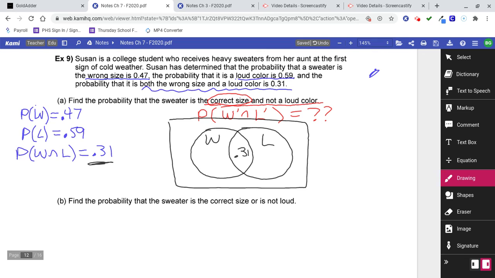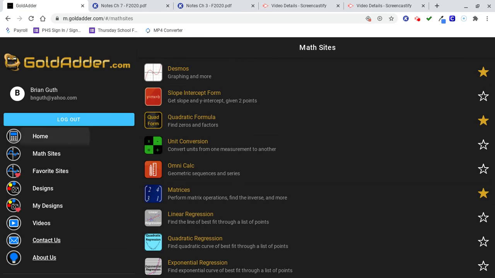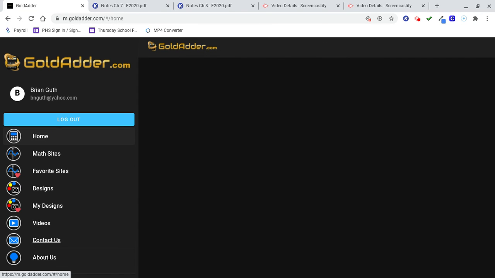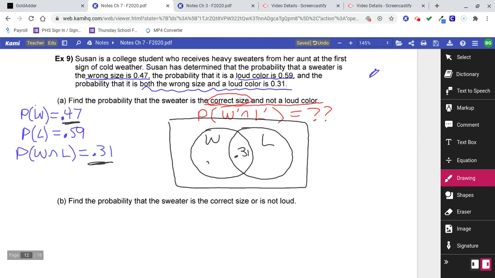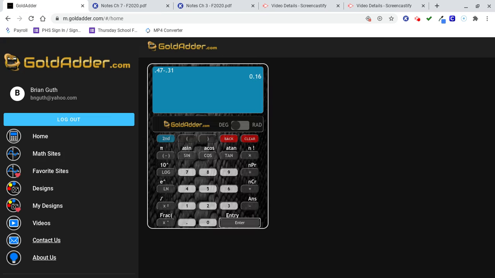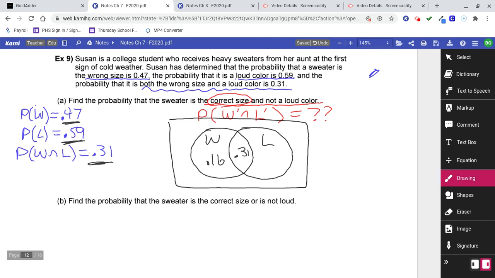Then I can fill in the probability of wrong because I know probability of that W circle is 0.47. So if you do 0.47 minus 0.31, 0.16 must be in that other spot. 0.16 must be right there. Okay. Similarly for L, I know L is 0.59. The entire L circle is 0.59. So subtract 0.31. That's 0.28 is going to go right here.